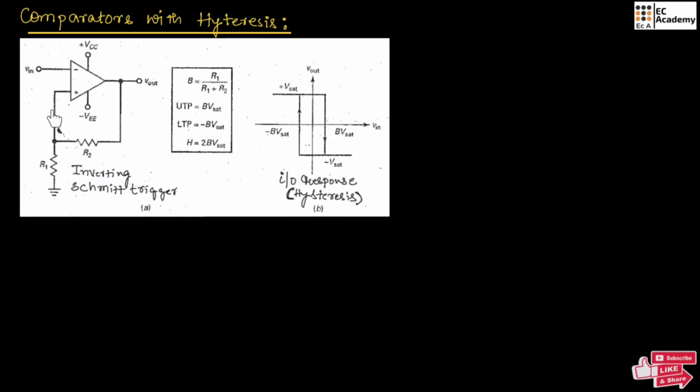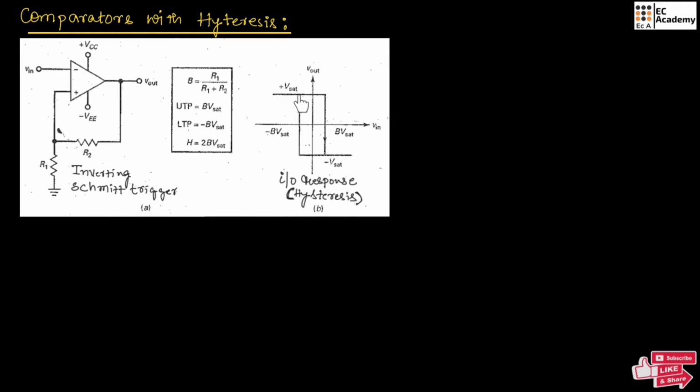So this figure shows inverting Schmitt trigger where the input is connected to inverting terminal and the feedback is connected to the non-inverting terminal. This type of connection is known as inverting Schmitt trigger. Since input is connected to inverting terminal, output will be having 180 degree phase shift. That's why we call this circuit as inverting Schmitt trigger.